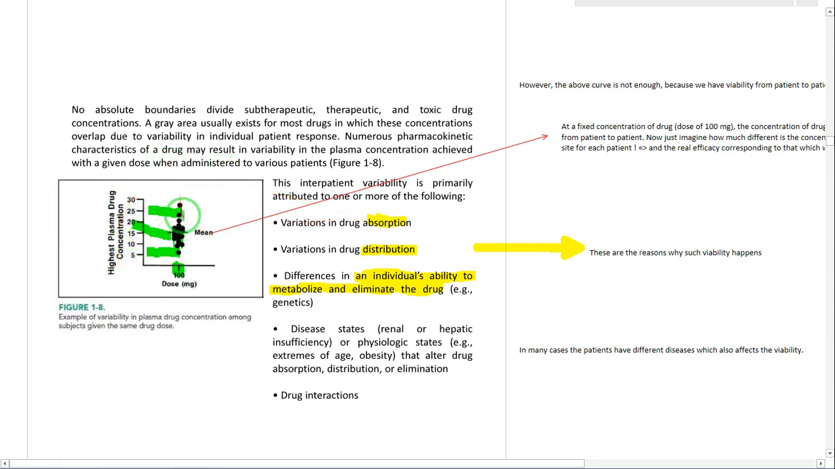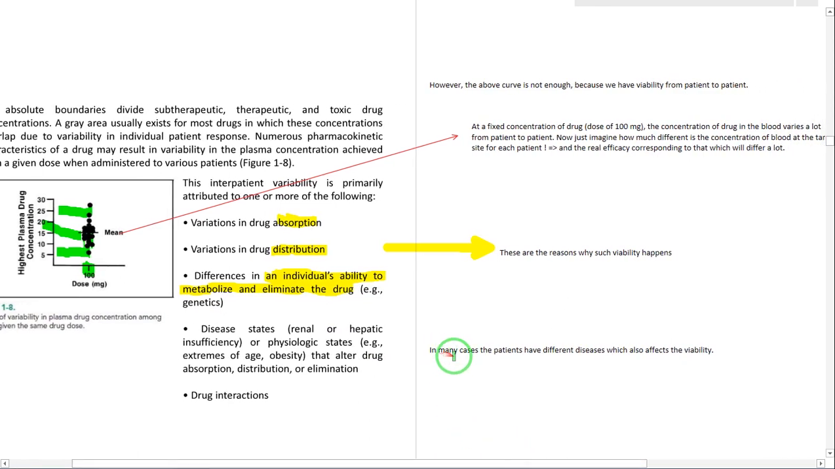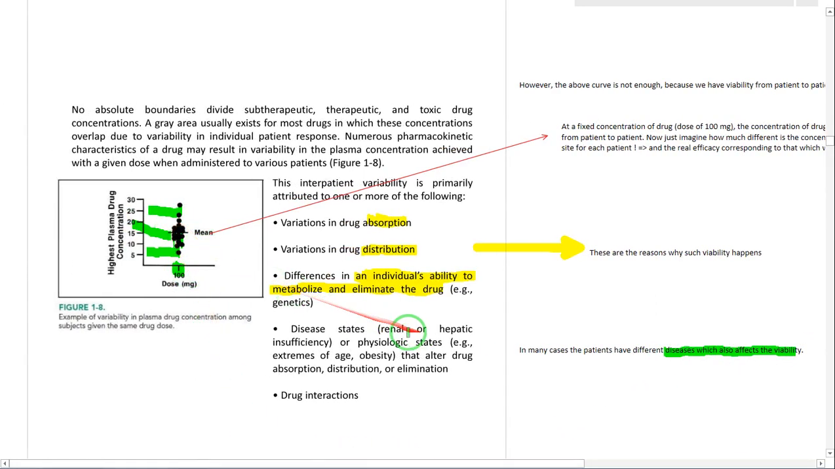Because there are variations in the drug absorption, there are variations in the drug distribution, and also differences in an individual's ability to metabolize and eliminate the drug. On the other hand, in many cases, the patients have different diseases when this diagram has been plotted. For example, some of them were suffering from renal or hepatic insufficiency, and some of them from other different diseases.